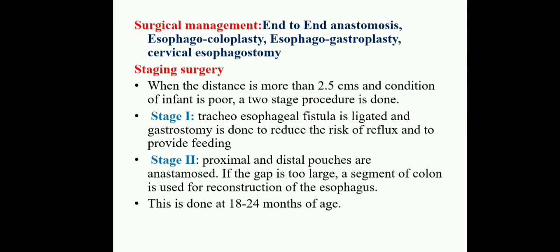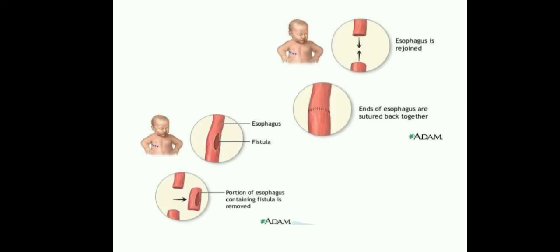We use this staging surgery if the esophageal distance is more than 2.5 centimeters and the child's condition is poor. Only then do they do this staging surgery. Otherwise, they just do the end-to-end anastomosis. This is about the surgical intervention. Look at this picture here.